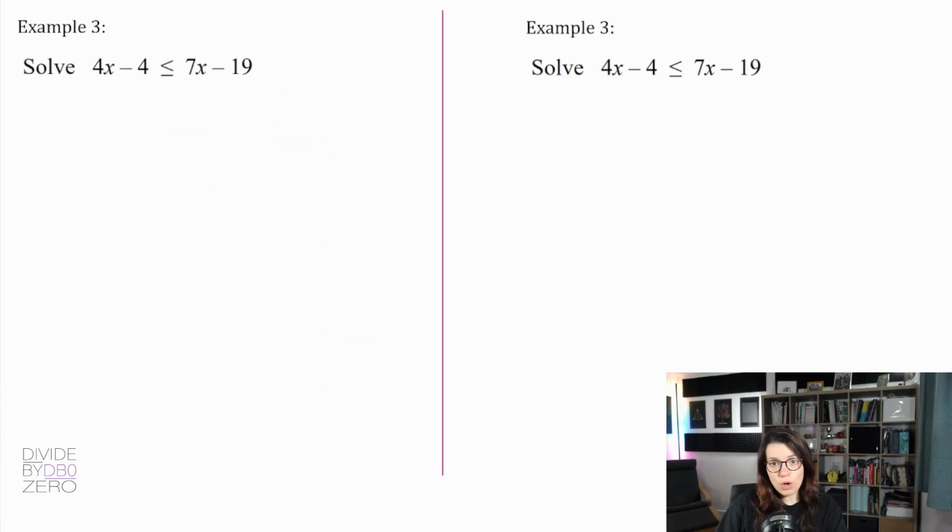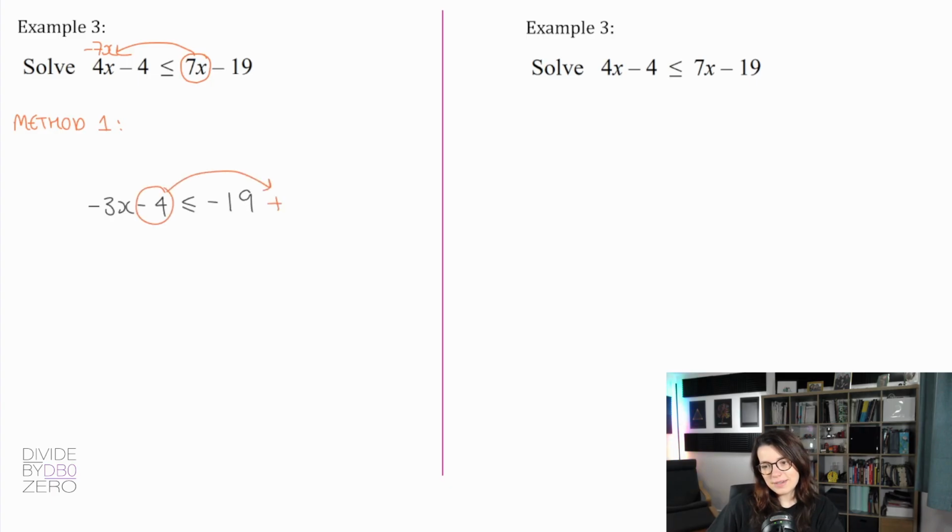Example 3, slightly more complicated. I'm going to show you 2 different methods on how to do this. Method 1, do it as you normally would, but then if you divide by a negative number, make sure you flip the inequality symbol. So for example here, let's say I moved the 7x over to that side and subtracted it. I would get -3x minus 4 is less than or equal to -19. Then I can move the -4 over to that side, make it +4. -3x is less than or equal to -15.